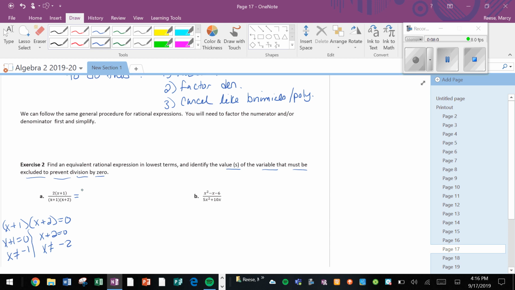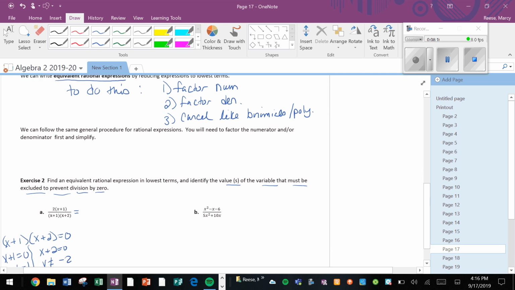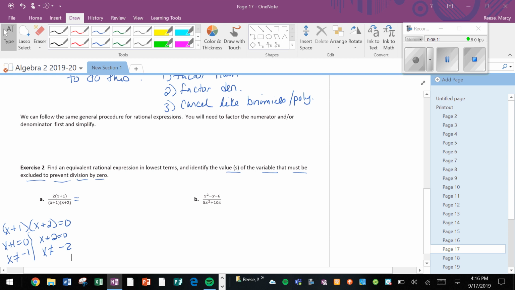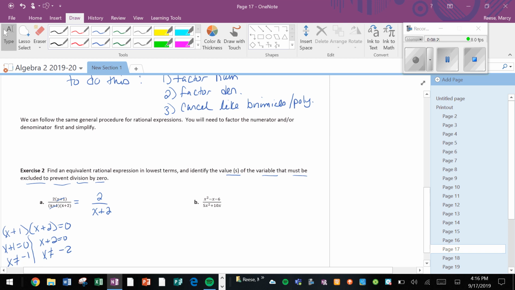Now, second thing, we're going to find equivalent rational expressions. Remember what I wrote up here: factor numerator, factor denominator, cancel like binomials or polynomials. That's already factored. So I see an x plus 1 and an x plus 1, and I'm going to cancel them out and then just rewrite it. That's called an equivalent expression, where x cannot equal -1 or -2. That's because the original problem, before we canceled out, had -1 and -2 in the denominator.